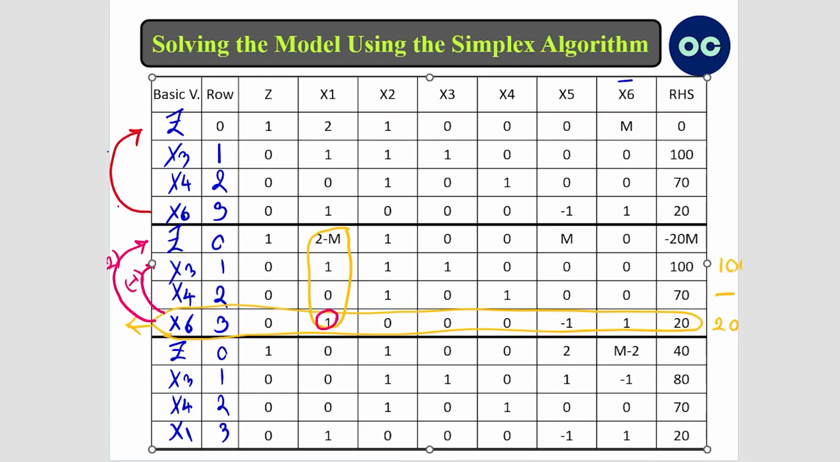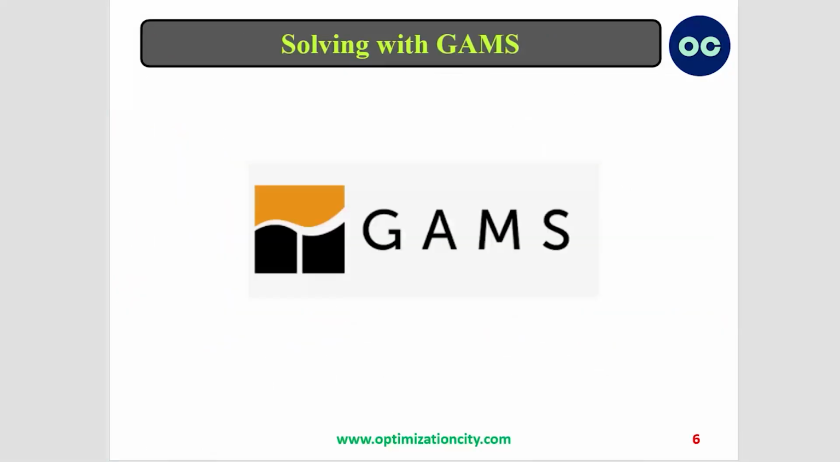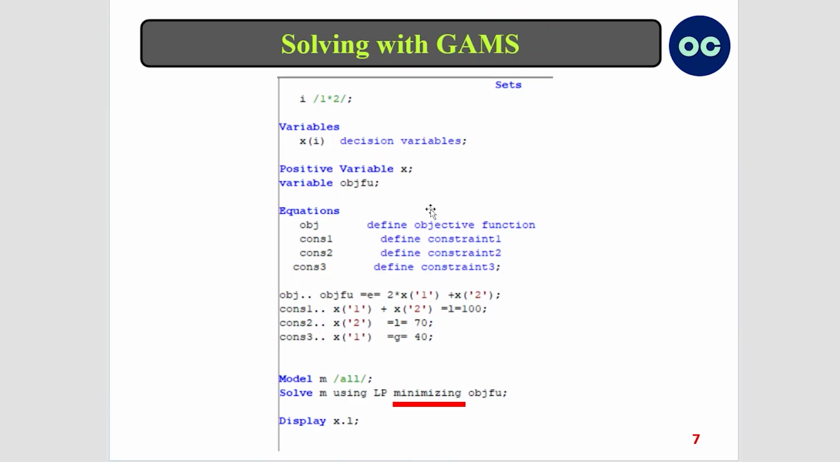Now let's move to the GAMS solver. Next, we will solve the same model using the GAMS solver. This is the code we need to solve the last model using GAMS. Define the variables. We have two variables, x1 and x2. Set the variables as non-negative; we just write positive variable. Define the objective function and constraints. We have one objective function and 3 constraints, cons1, cons2, and cons3. We define the objective function and constraints using the GAMS syntax.